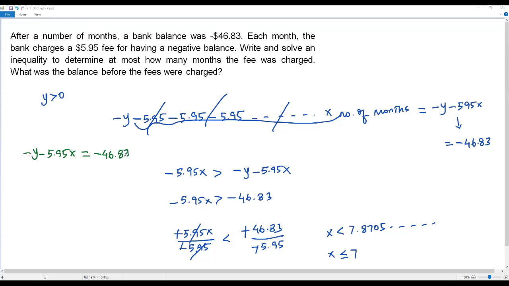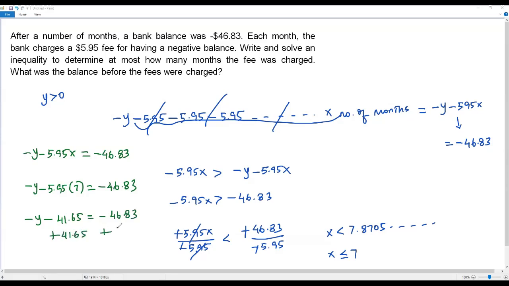Now we got the maximum value of 7, the maximum number of months the fee was charged. We can plug in 7 for x over here: negative y, negative 5.95 times 7 equals negative 46.83. Now we can multiply 5.95 by 7. When I multiply, I'm getting 41.65 equals negative 46.83. Now let me add 41.65 to both sides.